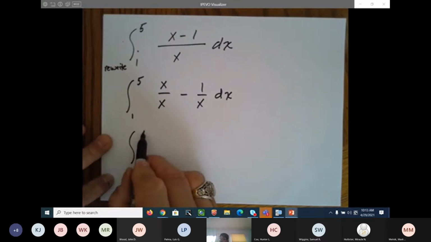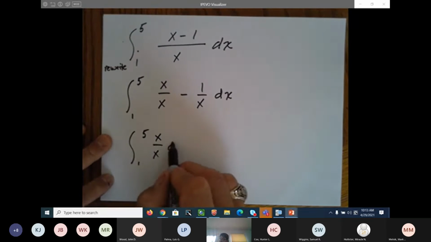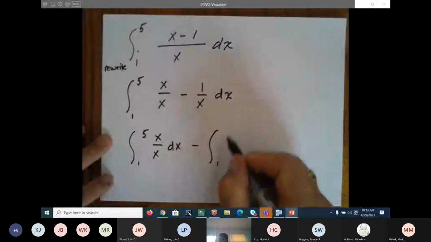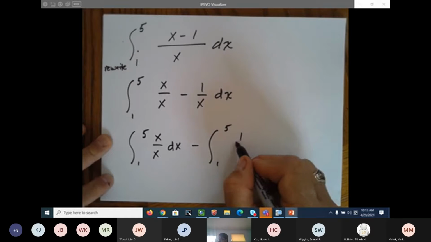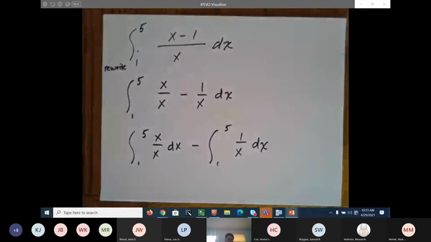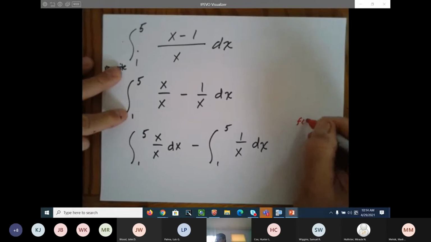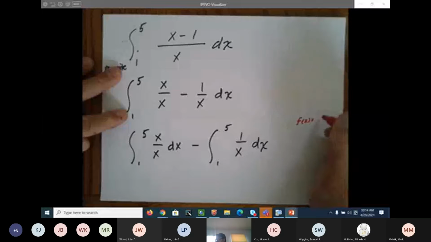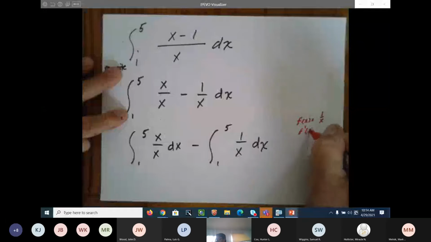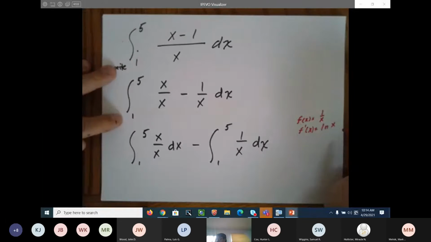So antiderivative from 1 to 5 of x over x dx minus antiderivative from 1 to 5 of 1 over x dx. And I will tell you right here, if you think about the derivative, if f of x is equal to 1 over x, f prime of x is equal to the natural log of x. Okay? Or I just wrote the antiderivative. I'm sorry. I just wrote the antiderivative.